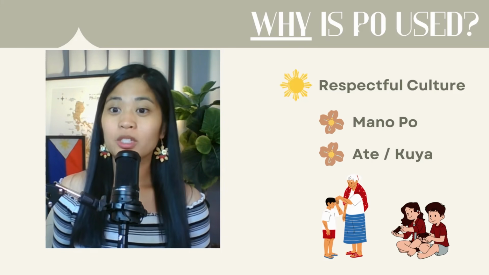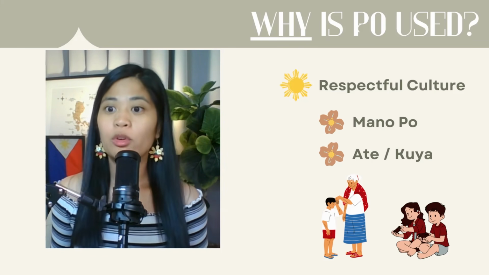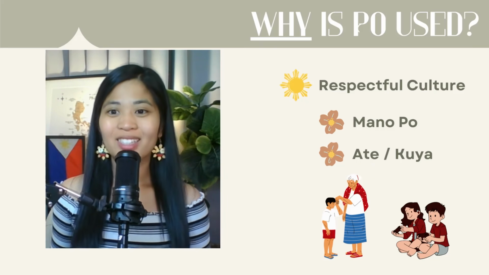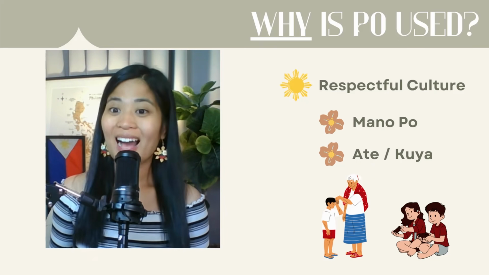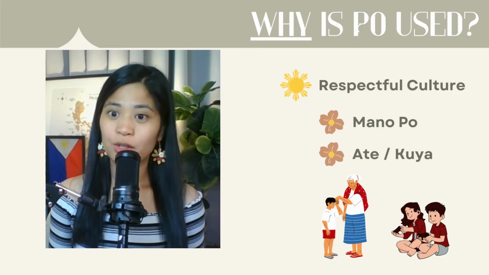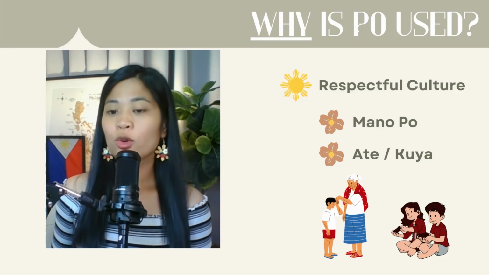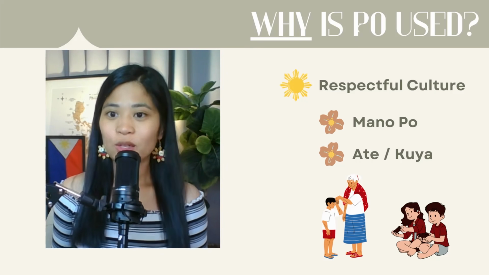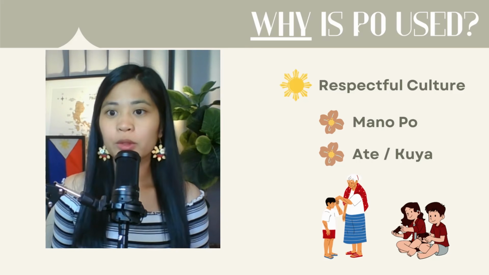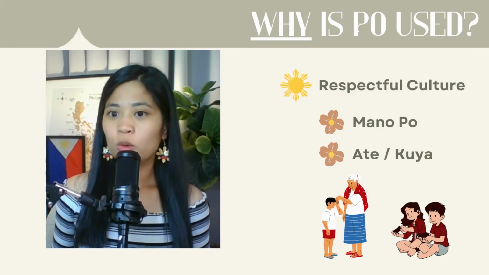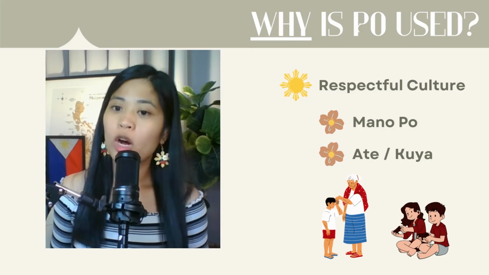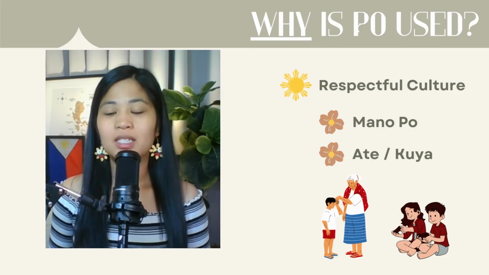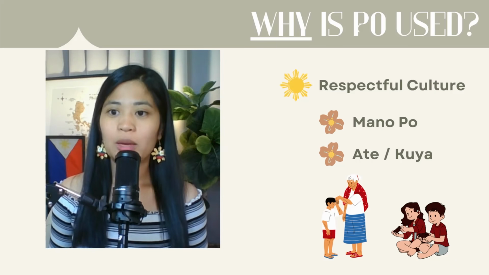Another way people show respect towards others is through the way they refer to each other. For example, the titles ate and kuya are used for people who are older than you. Ate is what you call an older sister or even an older cousin or friend who's a girl. These are usually someone who's just a little bit older than you, not too much older, otherwise they would be tita and tito. But if they are just like one generation older than you, then they would be considered your ate.